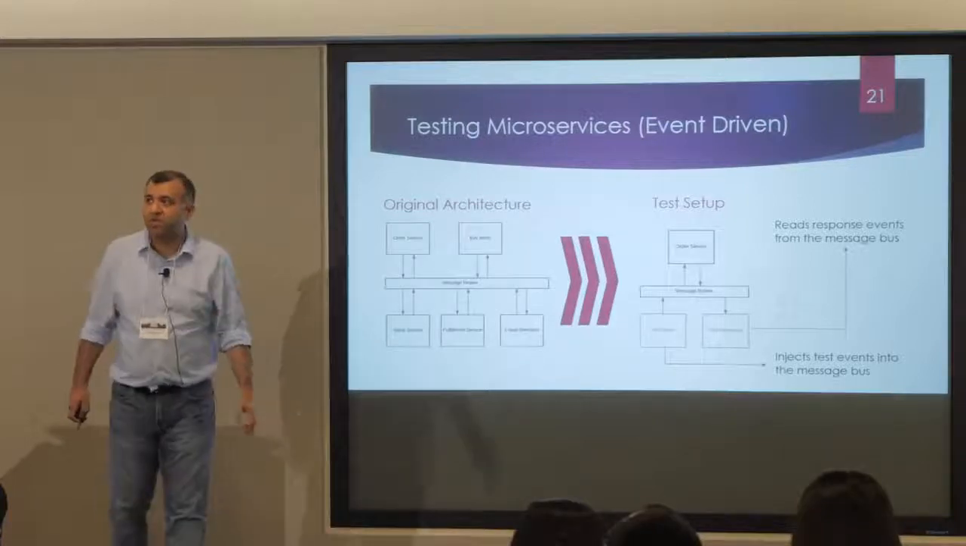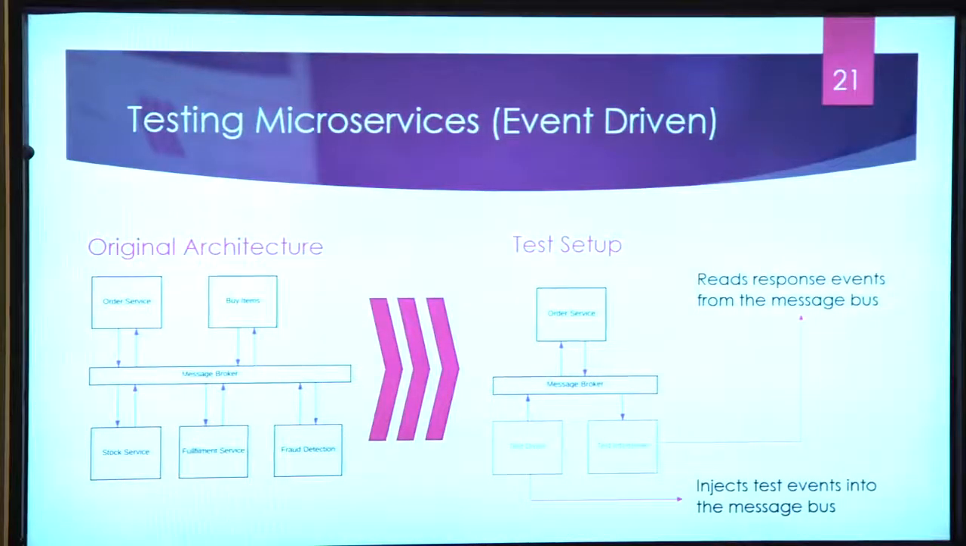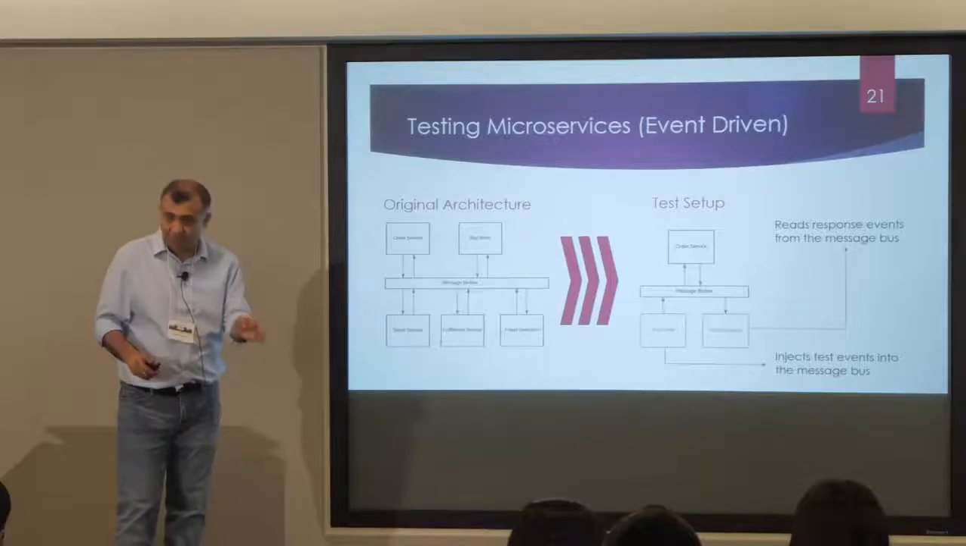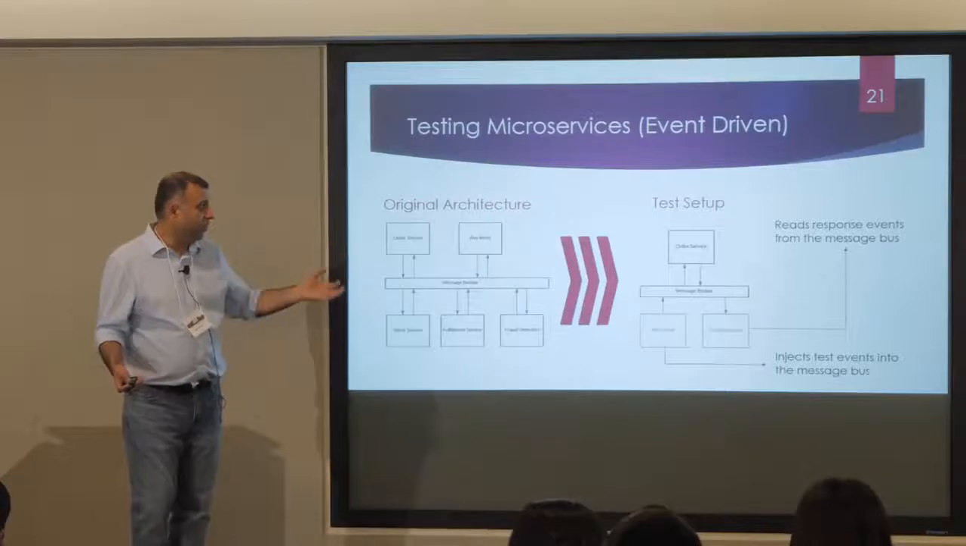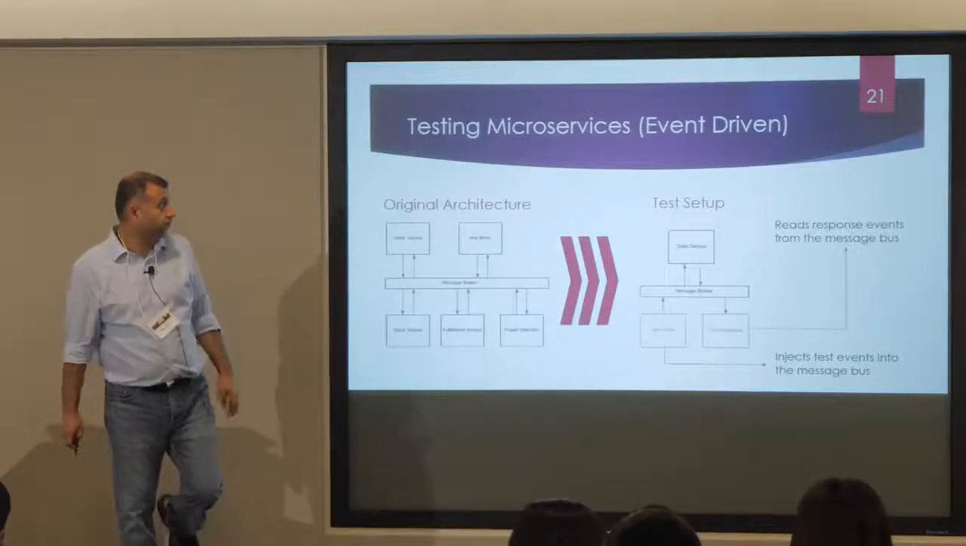There's a similar pattern for event-driven testing, right? You have the original architecture. And if you want to test one service in isolation, what you can do is have a test driver and a test stub implemented that way. So this service is still reading from the same message broker, and the test driver injects the events, and the test interpreter reads those events, right? So that way you can test this service in isolation.